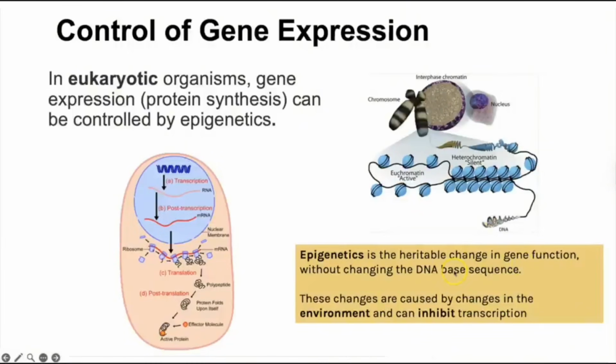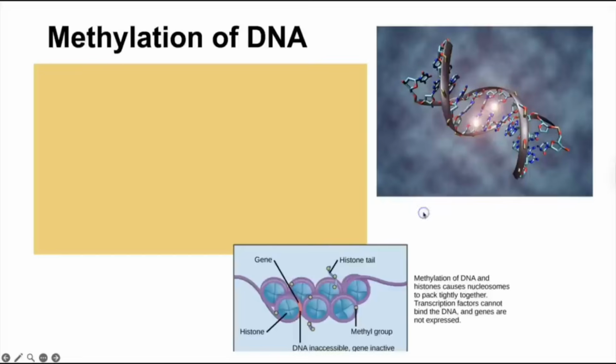So 2 marks there for those 2 parts of the sentence. And these changes are caused by changes in the environment, so for example, stress and diet. And it can result in transcription being inhibited or initiated. And that is due to particular chemical tags that bind either to the DNA or to these histone proteins.